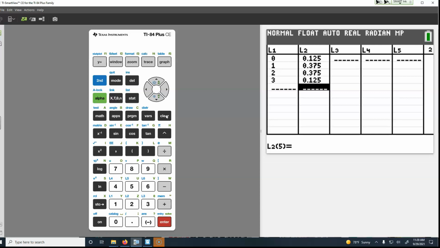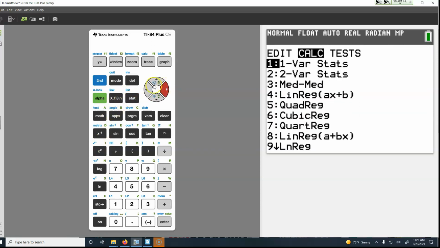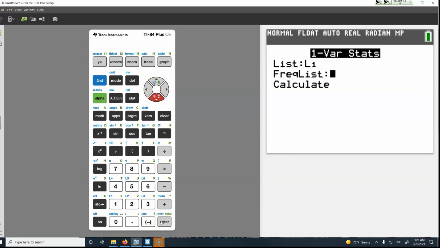But from here, we're going to do similar to what we did in Chapter 3. We'll go back to Stat and calculate. And we're still going to use the one variable stats. Okay, but in here, we are going to have a frequency list. Remember, our probabilities are like relative frequencies. So we're going to think of that list 2 as our frequency list. So to put that in there, you go to 2nd and 2, or 2nd and 3, or whichever number is your list. So it should have list 1 and then list 2 for your frequency list.